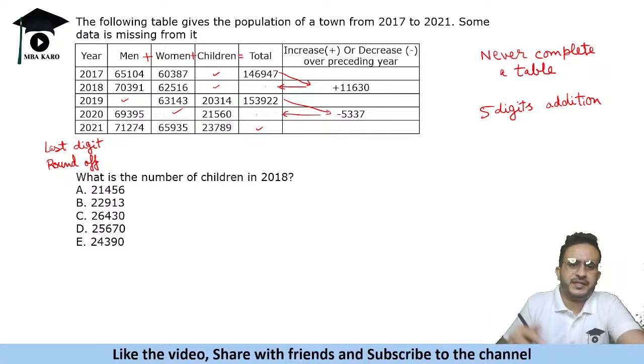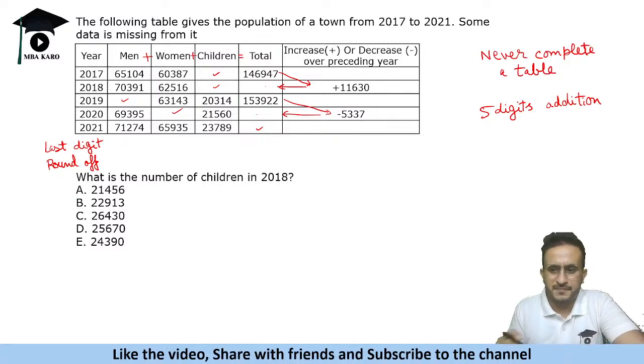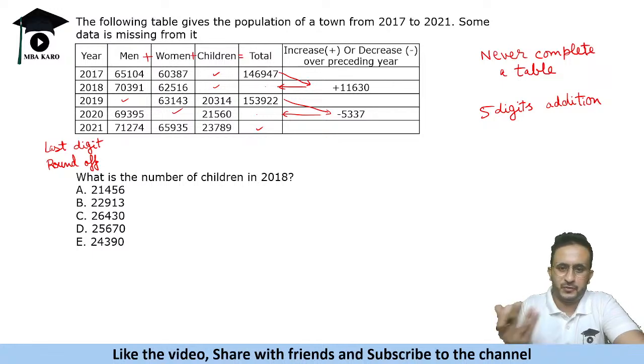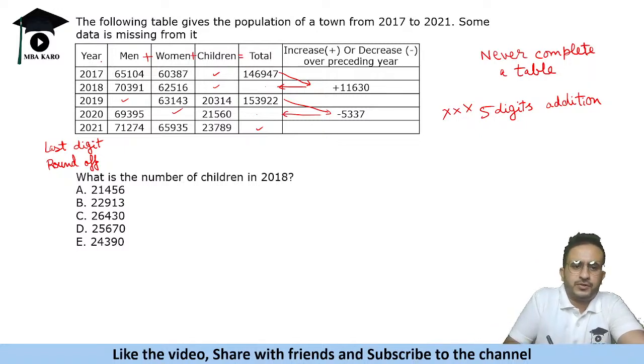So we will apply these two things, last digit and round off, to answer these questions, and you will realize that it is magically very fast to solve the questions as compared to going the conventional way of 5 digit addition. Never do this. If you are doing this, then you say that your cutoff in quant does not clear. That is the reason, because you are unable to attempt a good number of questions, right? So let's say we have to find the number of children here.